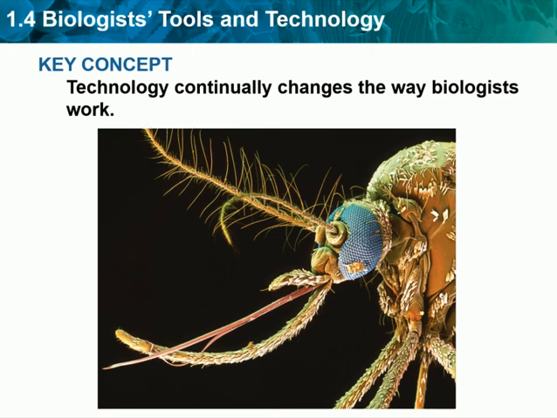Chapter 1, Section 4, Biologist Tools and Technology. Key Concept. Technology continually changes the way biologists work.